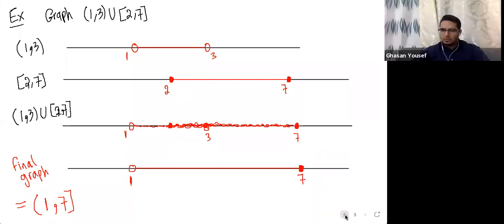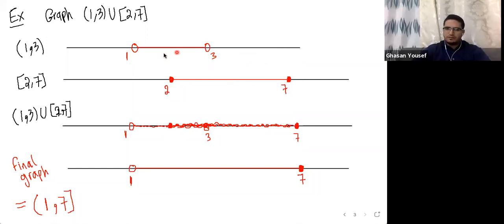How do you know where to put the exact point, or is it just a guess? It's not a guess. When I graph the first one, it is from 1 to 3. The second one is from 2 to 7. We know the 2 is between 1 and 3, so you graph it at this point. And the 7, I know, is greater than 3, so it will be after 3, here.